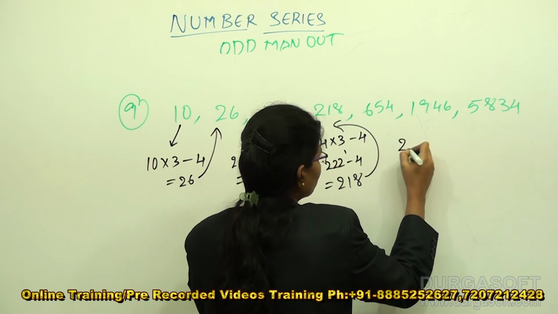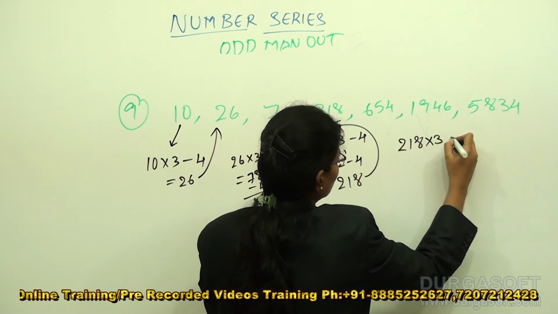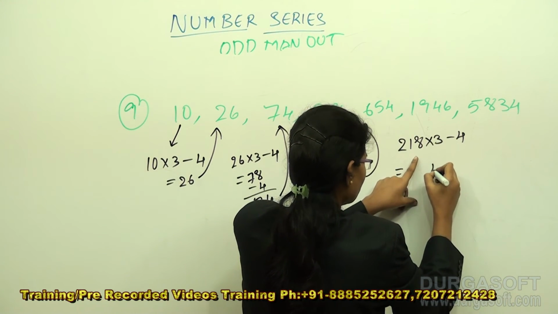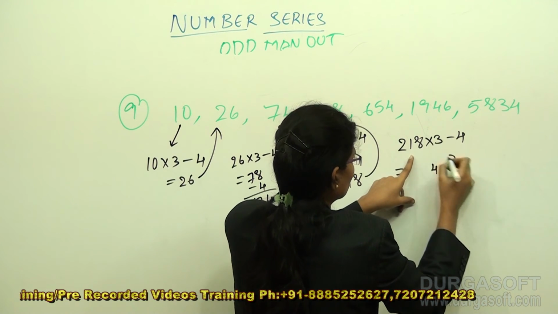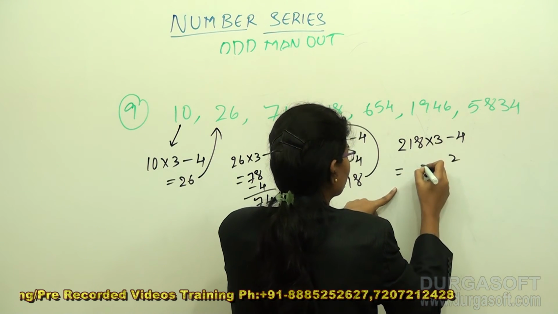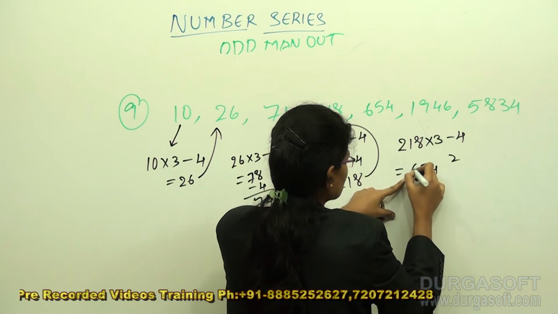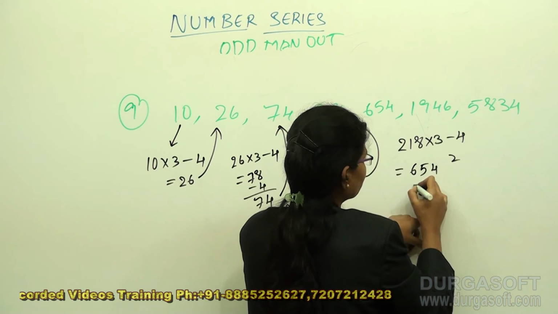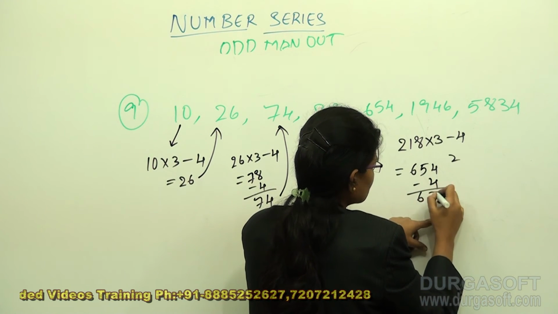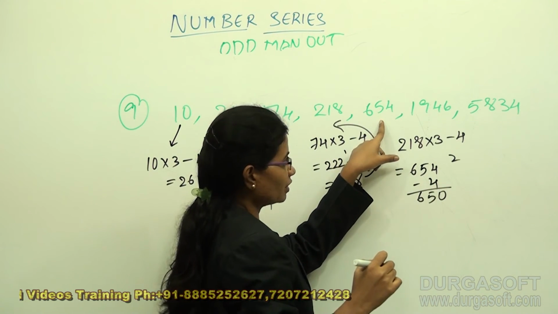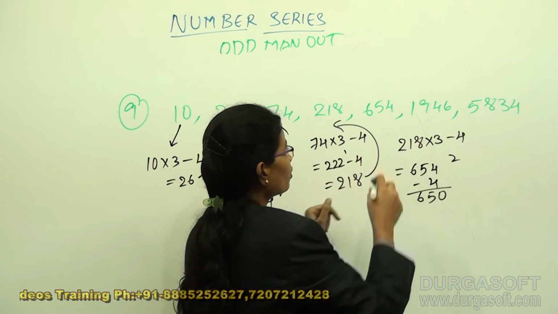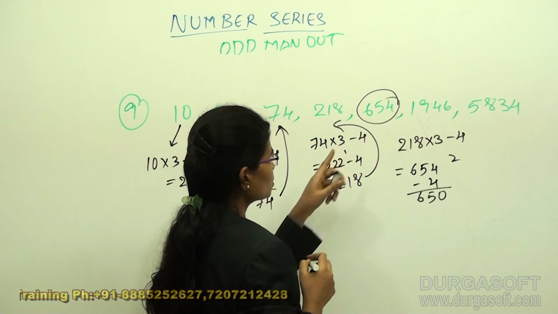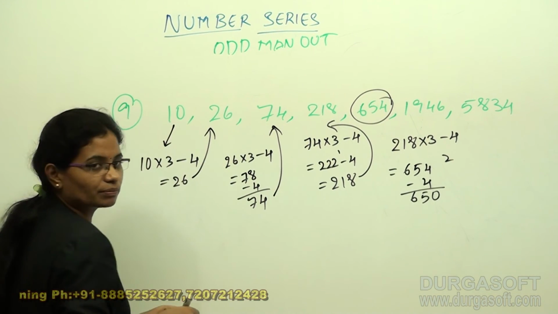Let's try for 218 into 3 minus 4. 218 into 3 will be 654. Again I have to subtract 4. So I have to get 650, but not 654. So 654 is the number which is disturbing the series. So 654 will be my odd man out.